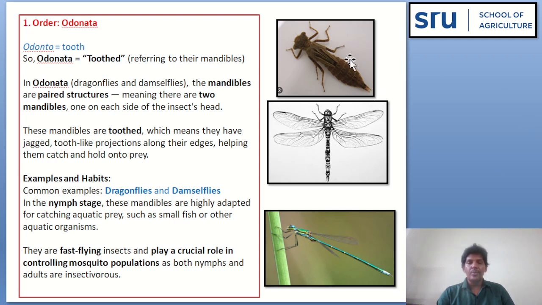This is the nymph of Odonata. In this nymphal stage, the mandibles are highly adapted and these are used for catching aquatic prey such as small fishes and other aquatic organisms. The adults are fast-flying insects and play a crucial role in controlling mosquito populations, as both nymphs and adults are insectivorous insects.